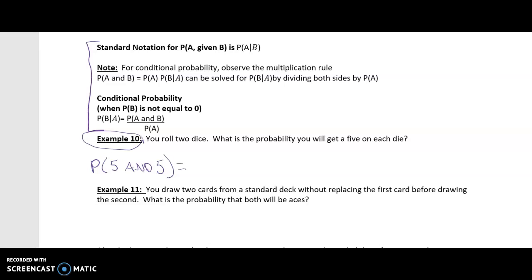Probability of a 5 on the first die would be 1/6 because there's 1 five out of the 6 sides. And tells us to multiply. And then we'll have a probability of 1/6 on the other die. So 1/6 times 1/6, we just multiply across the numerator, multiply across the denominator, and then simplify as needed. We'll get the probability of rolling a 5 and a 5 will be 1 out of 36.